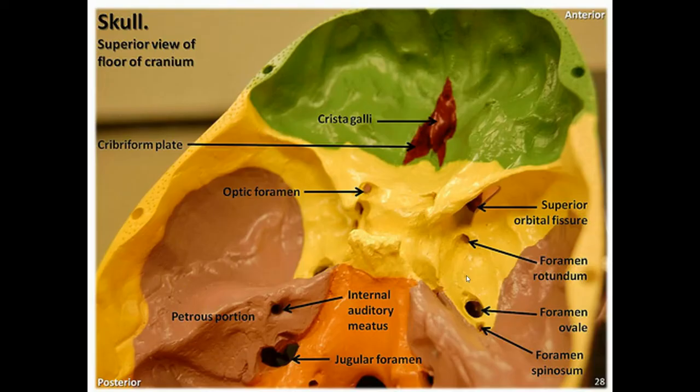So if we look inside the skull, we can see that. It's this browned part right here. And when you look at it, it sticks up and it's pointy. And someone thought that it looked like a rooster's comb. And so that's what it's called. It's the crista galli. Well, all around this crista galli is an area with little tiny holes. That's called the cribriform plate.